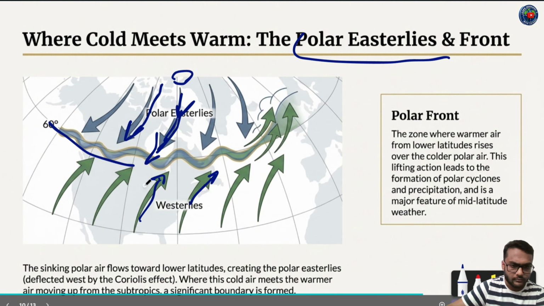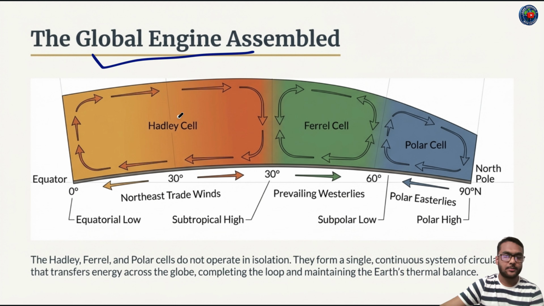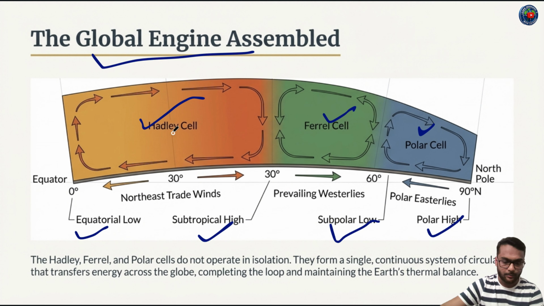Now the global engine is assembled. First of all, Hadley cell, Ferrel cell, and polar cell. The Hadley cell is situated between 0 degrees to 30 degrees. Then 30 degrees to 60 degrees, the Ferrel cell is situated, and between 60 degrees to 90 degrees the polar cell occurs, in both hemispheres. The equatorial low, subtropical high, subpolar low, and polar high. This is the pressure belt.